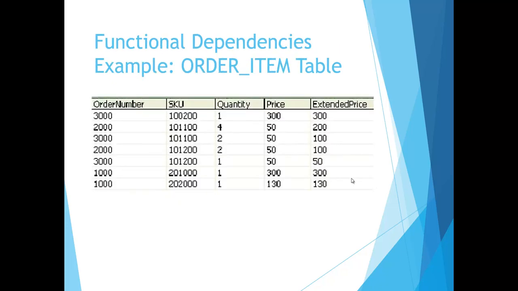Let's look at another table. In this table, we have the order that's related to the different items in the SKU table. We have the quantity, the price, and the extended price. Now we need to identify the functional dependencies in this table.